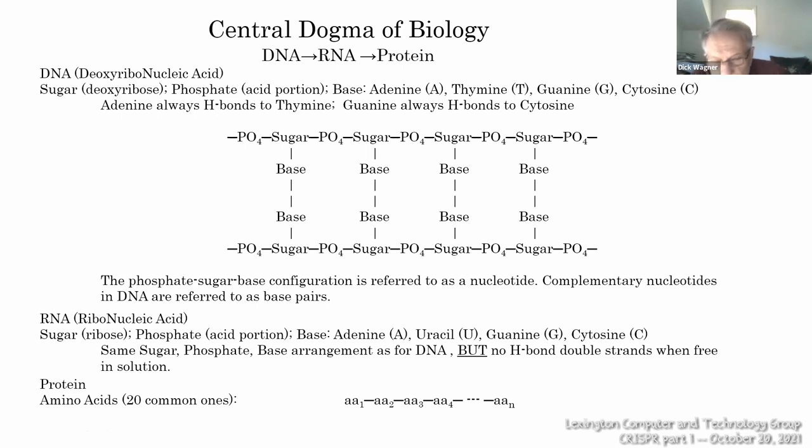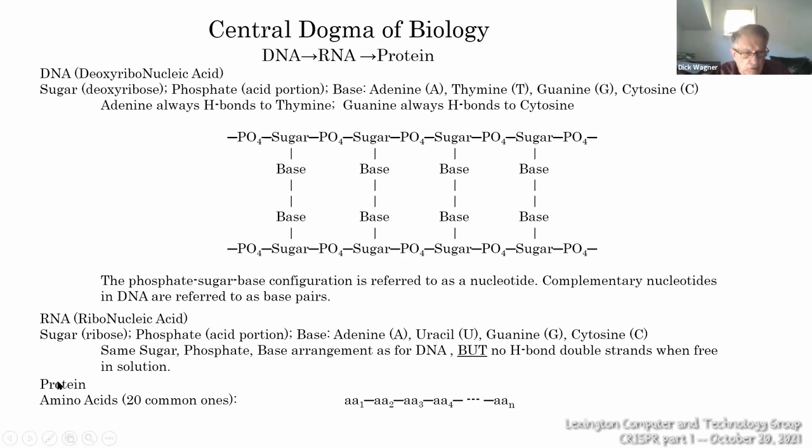It is capable of hydrogen bonding to DNA or to other RNAs if what we call the complementary base exists. So for example, if it comes across DNA, which has adenine, guanine, and cytosine in it, the adenine of RNA will bind to the thymine of the DNA. However, the uracil of the RNA will bind only to the adenine. So adenine binds to uracil, and guanine and cytosine bind to each other. So we have the same sugar phosphate, but you don't have hydrogen bonds when it's free in solution, but you do find double bonding between RNA and DNA under appropriate conditions, which happen all the time.